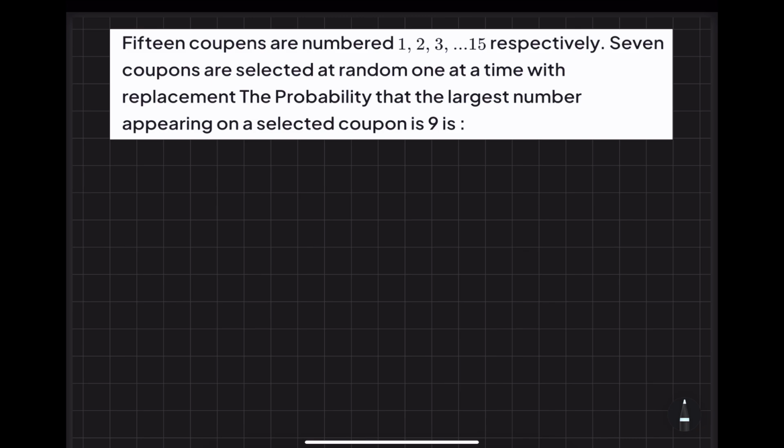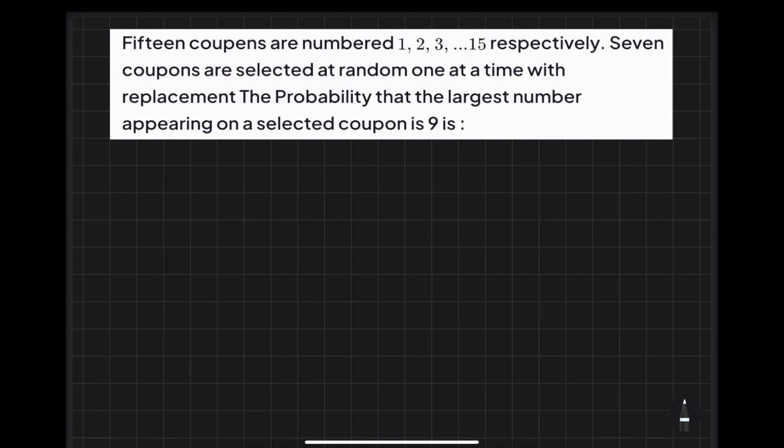So, we got a wholesome new problem which says 15 coupons are numbered 1, 2, 3, 4, 5 dot dot dot 15 respectively. So, you have 15 consecutive coupons. Okay, now you have to understand this part that 7 coupons are selected at random. So you have to select 7 coupons one at a time. So you can pick one number at a time with replacement.